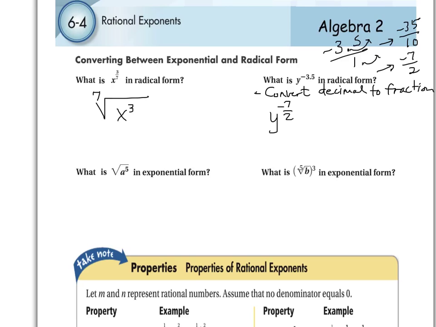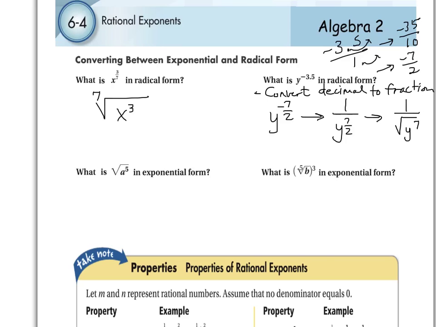Now, if you remember from the past, we cannot leave our root or our exponent as negative. Okay? So, in order to convert this into radical form, we have to make this 1 over y to the 7 halves power. And then 7 halves is going to be 1 over the square root of y to the 7th.